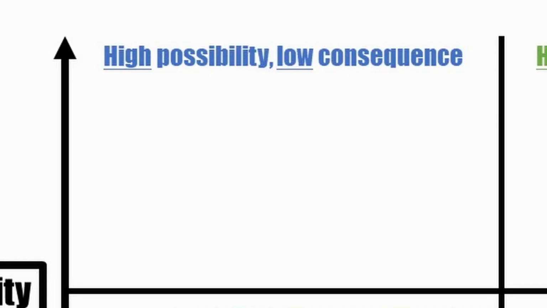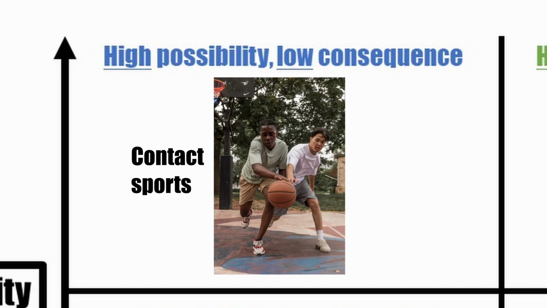The next example is a high possibility and low impact risk. For example, contact sports like playing basketball. The probability of you getting injured is quite high. However, the consequences of it are unlikely to be catastrophic. At most, you fall down or get hit in the face by a ball, and that's unlikely to be life-threatening.